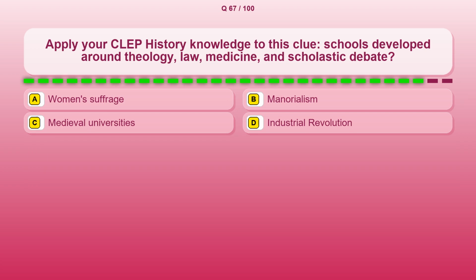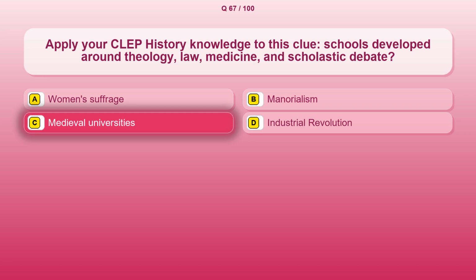Question 67. Apply your CLEP history knowledge to this clue. Schools developed around theology, law, medicine, and scholastic debate. Option A, women's suffrage. Option B, manorialism. Option C, medieval universities. Option D, industrial revolution.